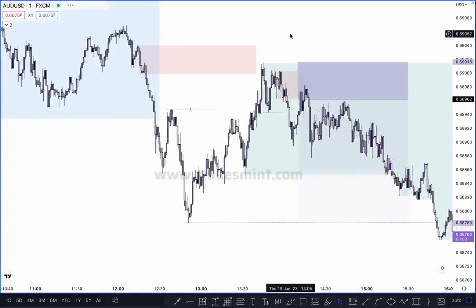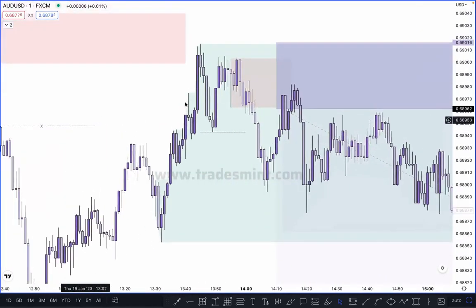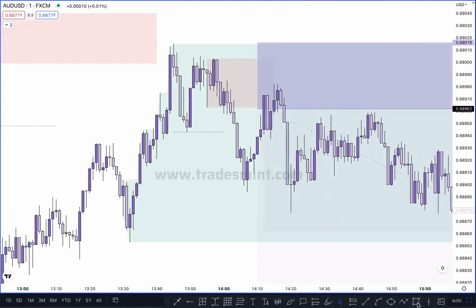Okay, so in this case, as you can see here, where is our unmitigated order block? Where is our candle? This one, right? So this is our candle, and you can sell the next candle, which is here, right? So where is your target? In this case, you can see where our pullback is. First pullback high is here.